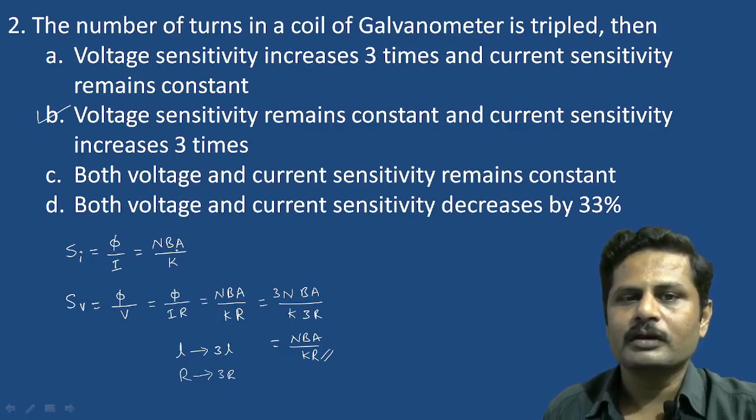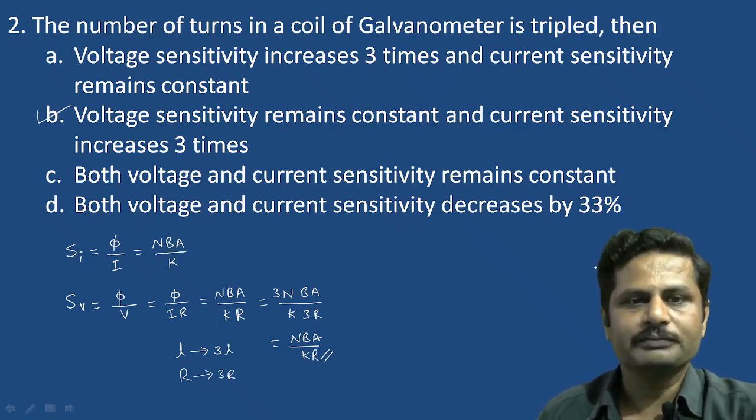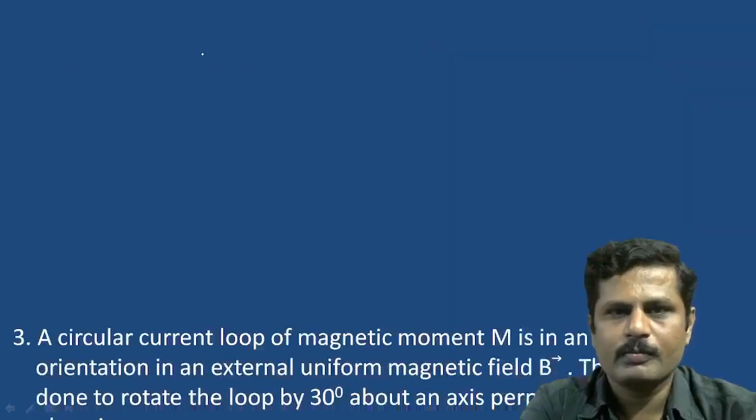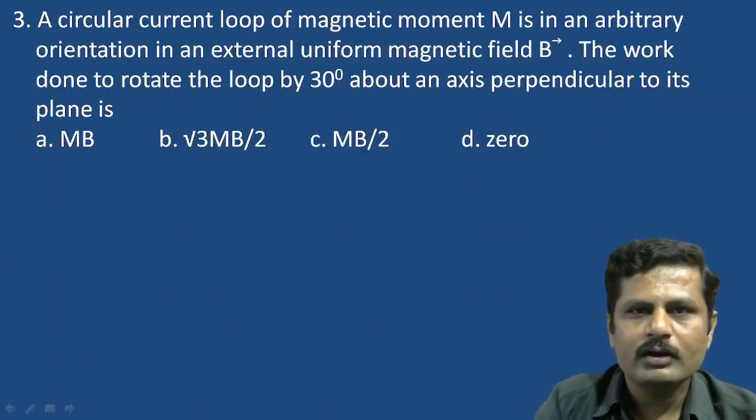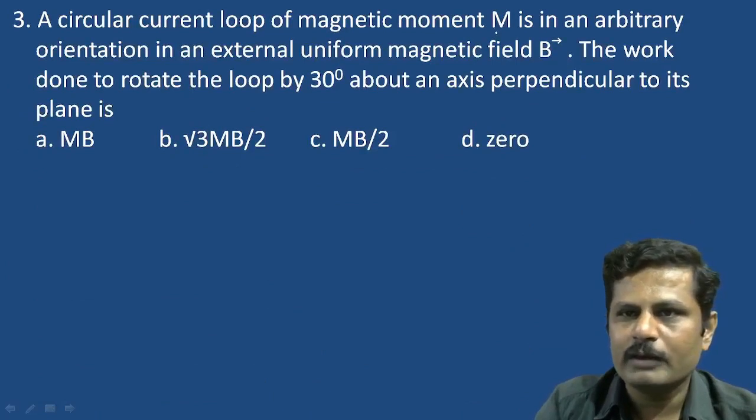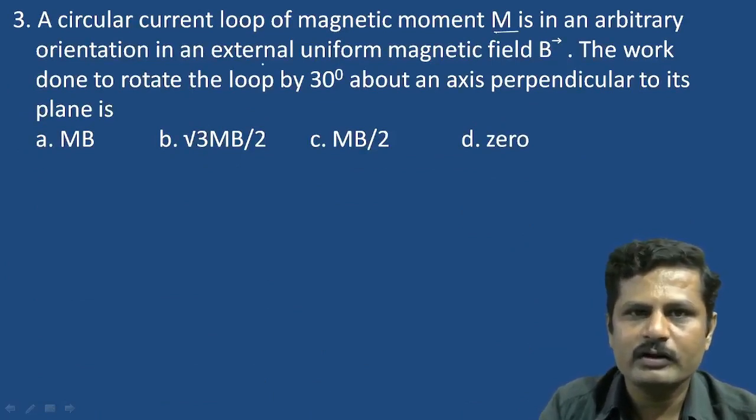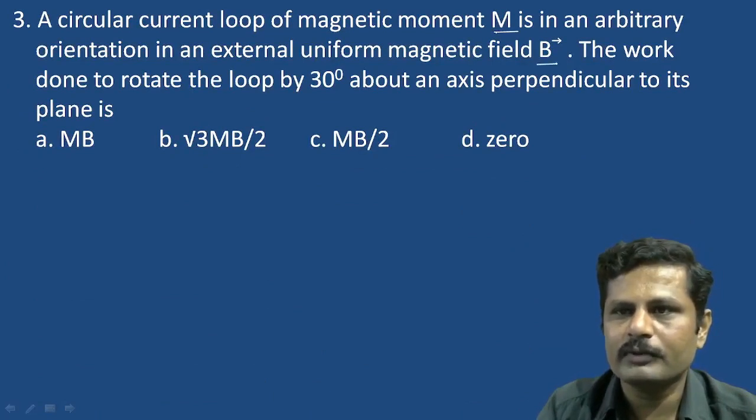Okay, let me go for the next question, that is: a circular current loop of magnetic moment M is in an arbitrary orientation in an external uniform magnetic field B.